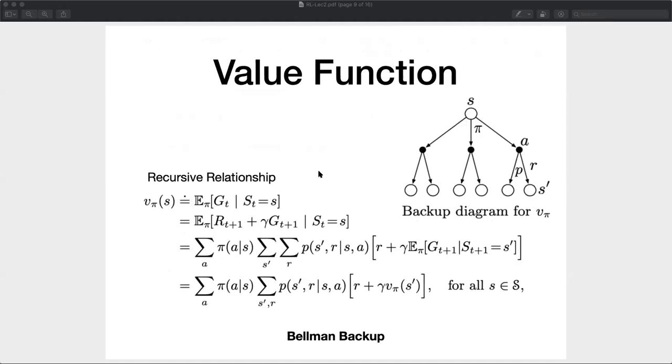So this is where Bellman comes in, the Bellman backup. We find that this value function is going to satisfy this recursive relationship. We wrote that it's an expectation of the sum of future rewards. And we know that the sum of future rewards is just the immediate reward at the next time step plus the sum of future rewards from there on after, right? Like we did last week.